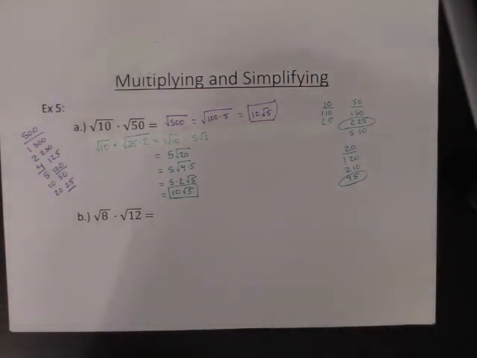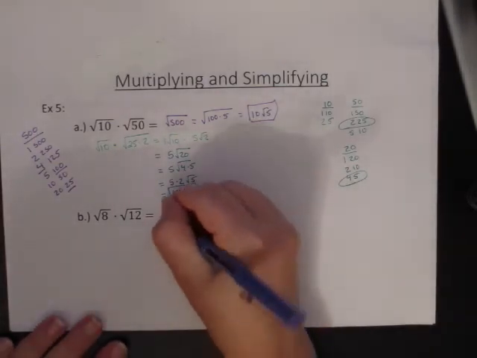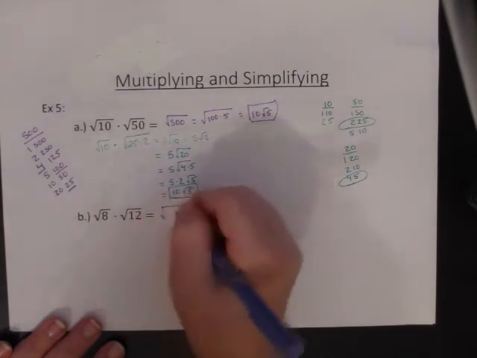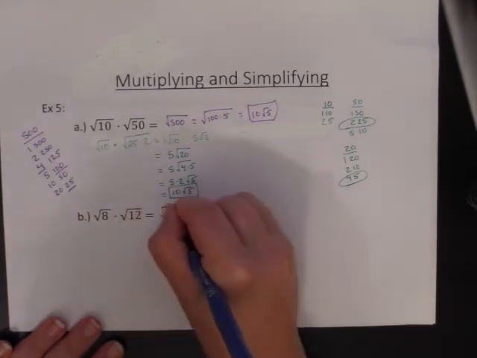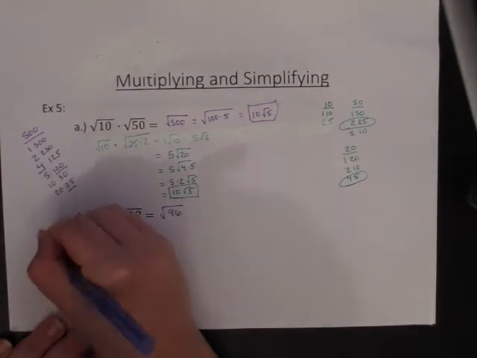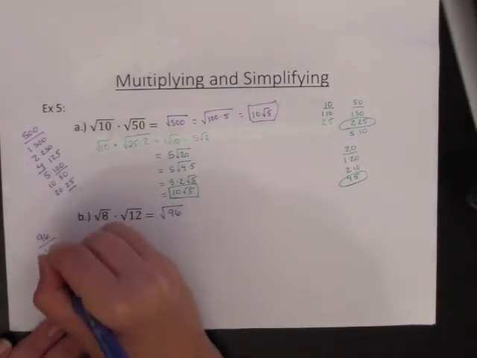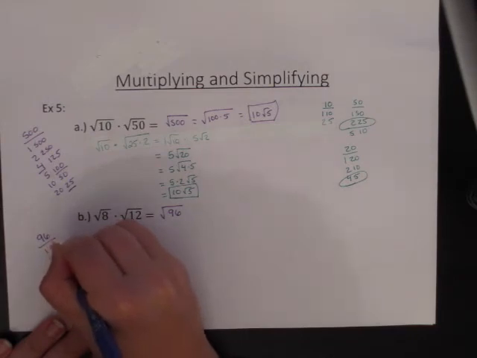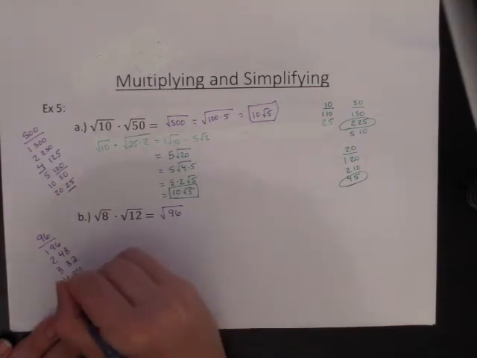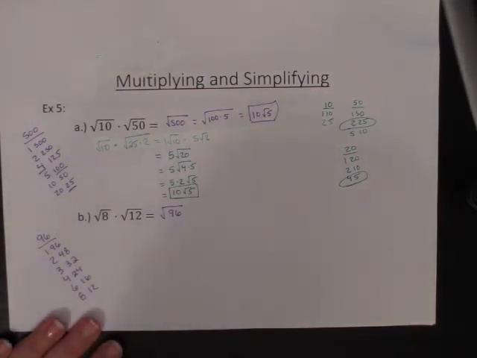Okay, so the square root of 8 times the square root of 12. What I'm going to do is I'm going to do it the purple way. So I'm going to multiply 8 times 12, which would give me 96. Next thing I'm going to do is I'm going to find my factors of 96. So 1 and 96, 2 and 48, 3 and 32, 4 and 24, 6 and 16, and 8 and 12.